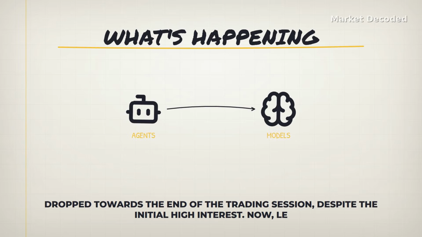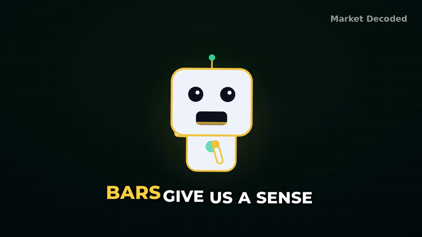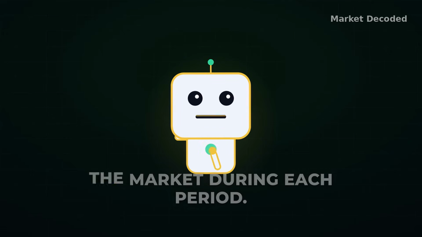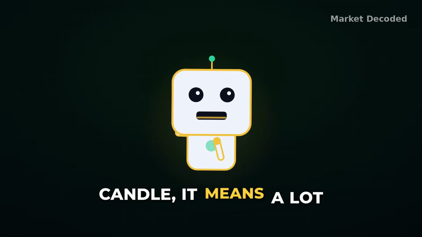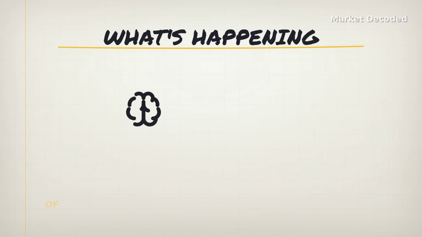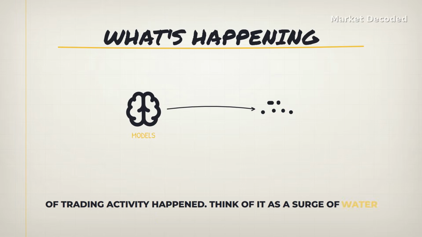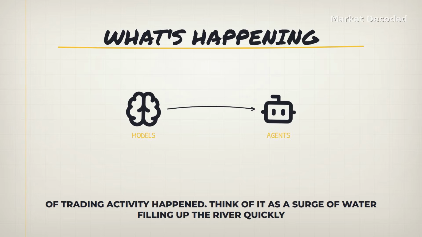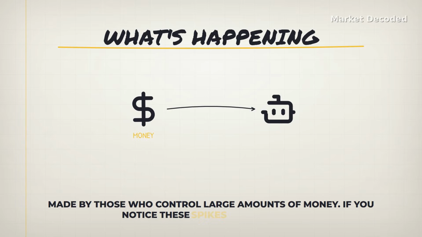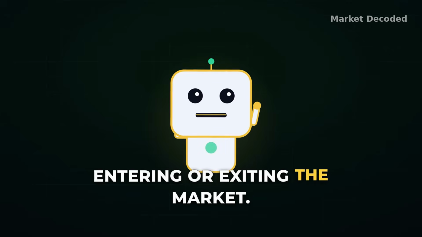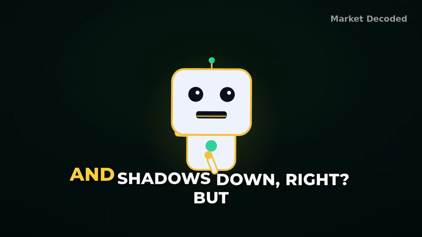Now, let's talk about volume bars. Just like how a flood gauge shows us how full a river is, these volume bars give us a sense of liquidity or excitement in the market during each period. When you see a big fat bar next to a candle, it means a lot of trading activity happened. Think of it as a surge of water filling up the river quickly. So why does this matter? Well, high volume days often indicate that important decisions might be made by those who control large amounts of money. If you notice these spikes and drops in volume, it can give you clues about when big players are entering or exiting the market.